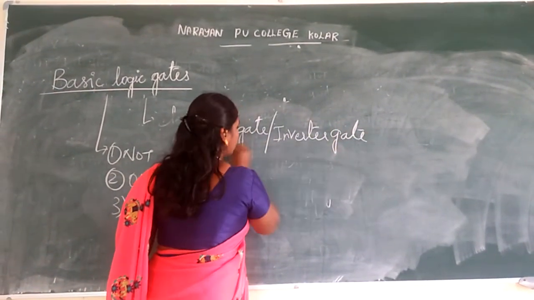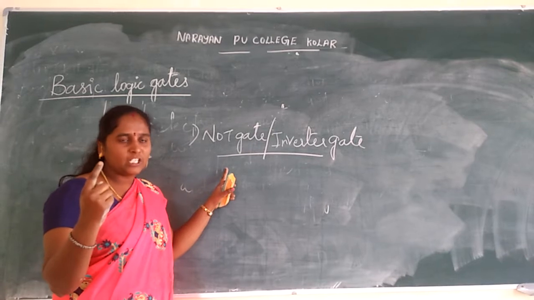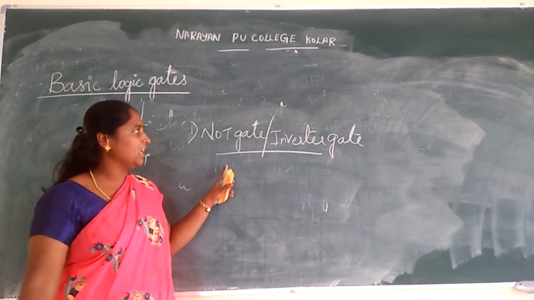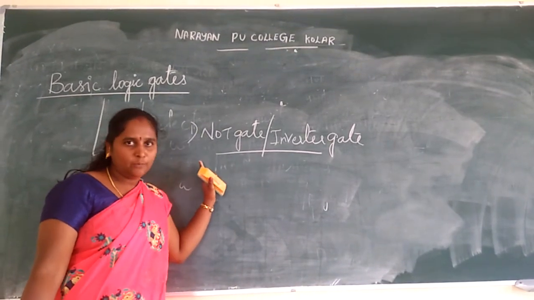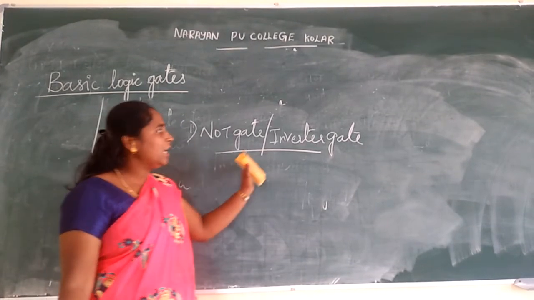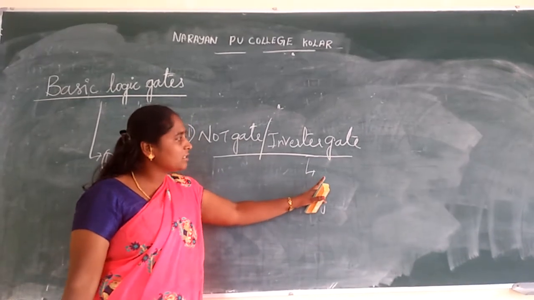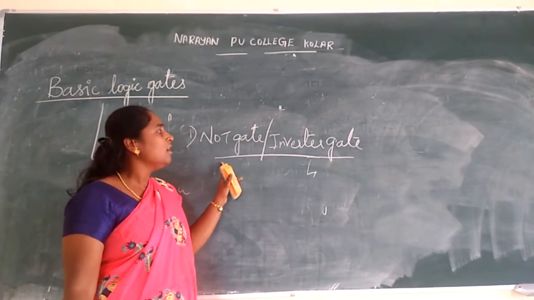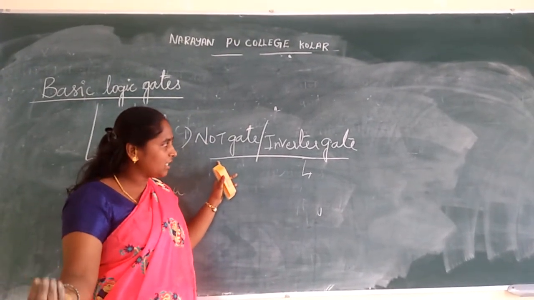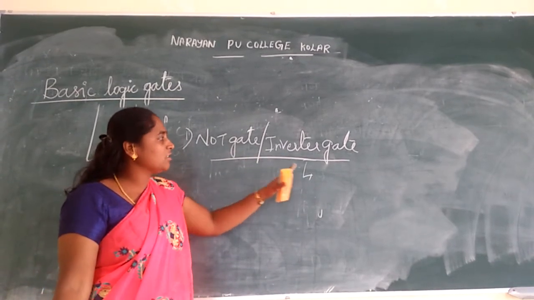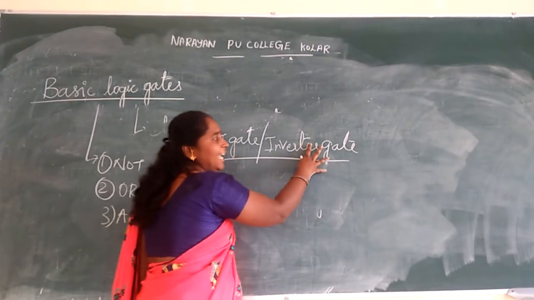The NOT gate operates on only one input signal and produces one output signal. The output produced is the complement, or inverse, of the input. So the name is inverter gate. The output produced is always a complement of the input. So the NOT gate accepts one input signal and produces one output signal, which is always the complement of the input signal.